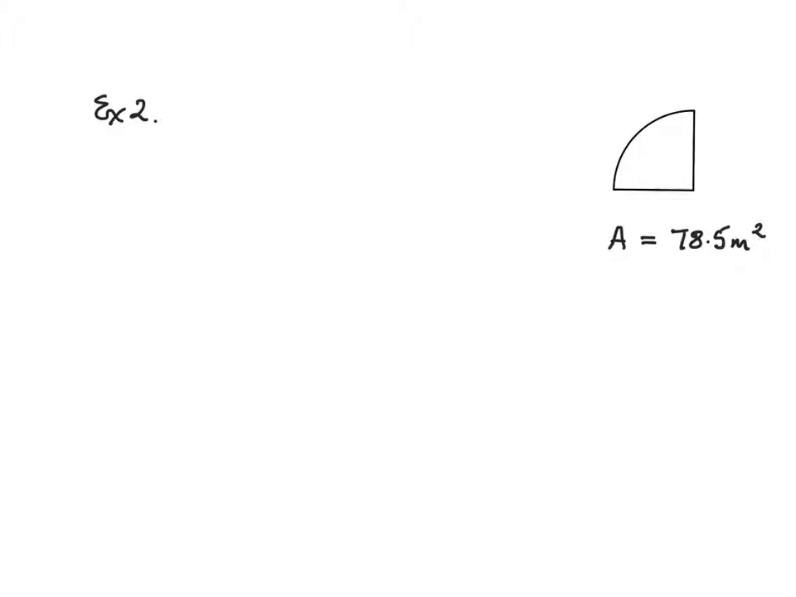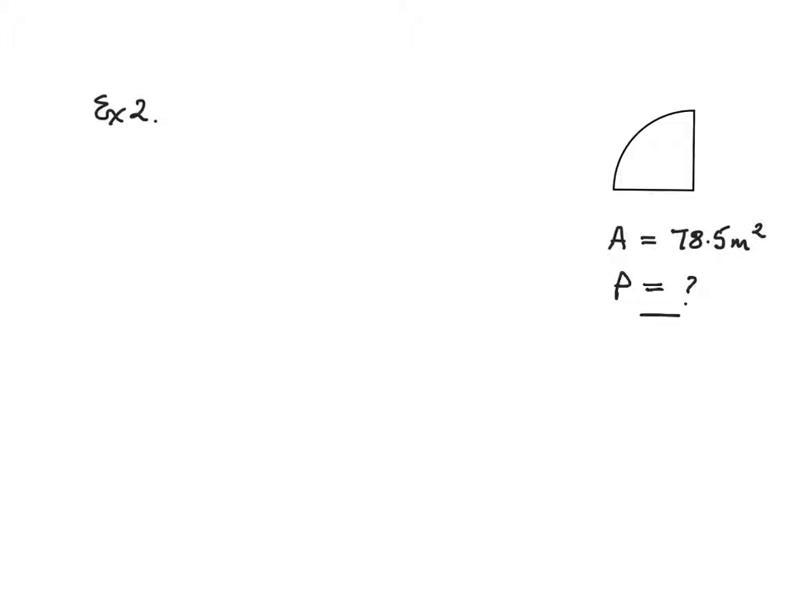centimetres. In this second example, we are told that the area of the shape given is 78.5 metres squared. Now we should realise that what we have here is a quarter circle. And what we want to calculate is the perimeter of the shape.